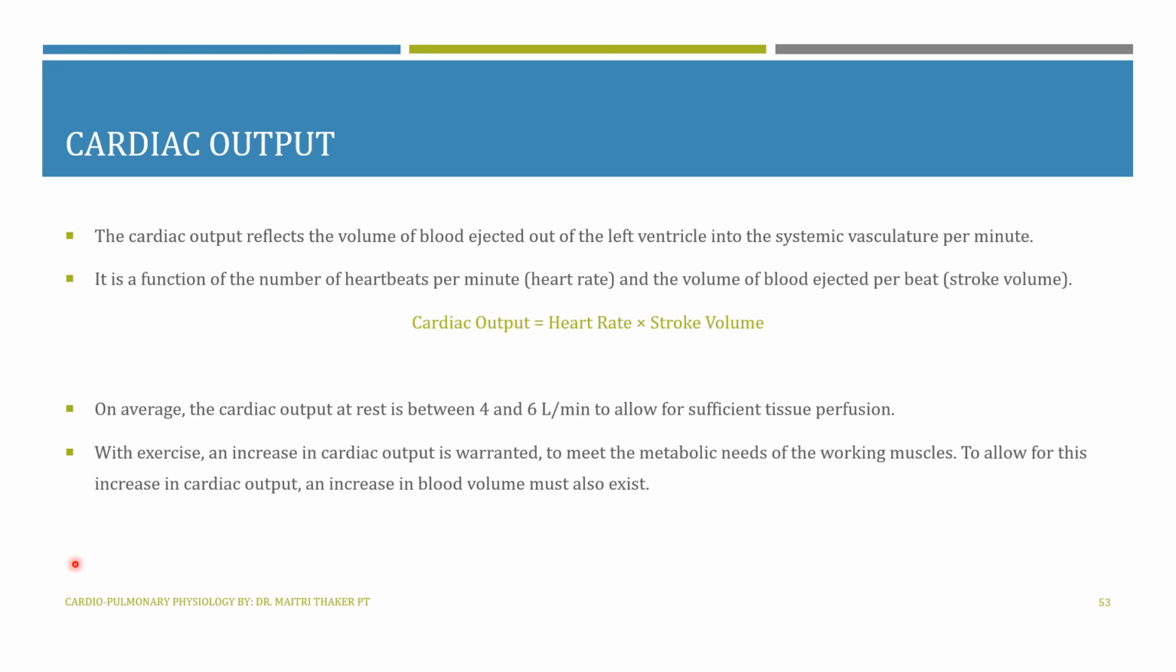To allow for this increase in cardiac output, increase in the blood volume must also exist. So how does this cardiac output get increased? Obviously, either there will be increase in the heart rate, or increase in the stroke volume, or increase in both of them. Ultimately, it will cause increase in cardiac output. So let's understand how that happens.